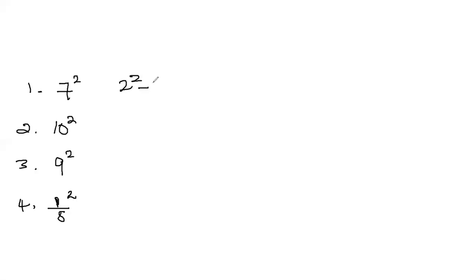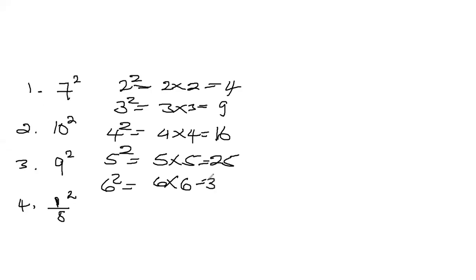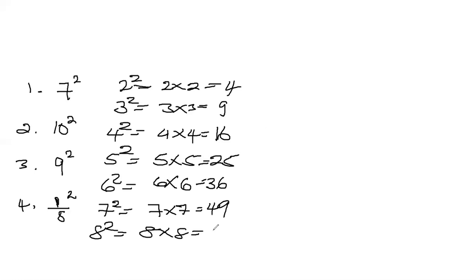So 2 squared is actually 2 times 2, which is what? 4. And 3 squared would be what? 3 times 3, which is 9. And 4 squared is 4 times 4, which is 16. 5 squared is what? 5 times 5, which is 25. Good. And then we say 6 squared would be what? 6 times 6, which is 36. 7 squared is 7 times 7, which is 49. Good. 8 squared is 8 times 8, and that would be 64. Let's see if we can hold one here. 9 squared.